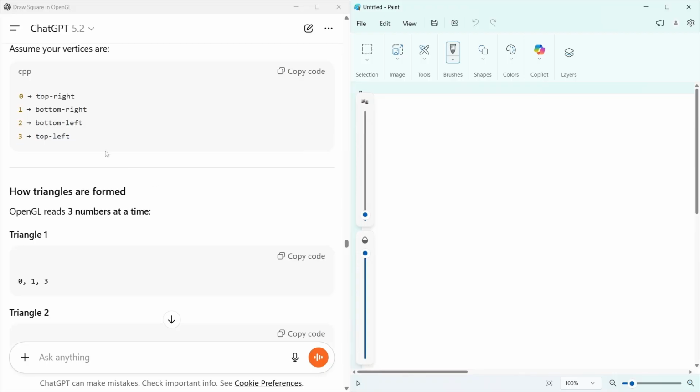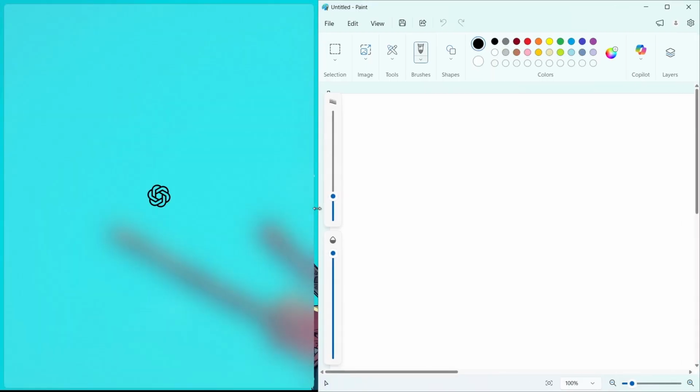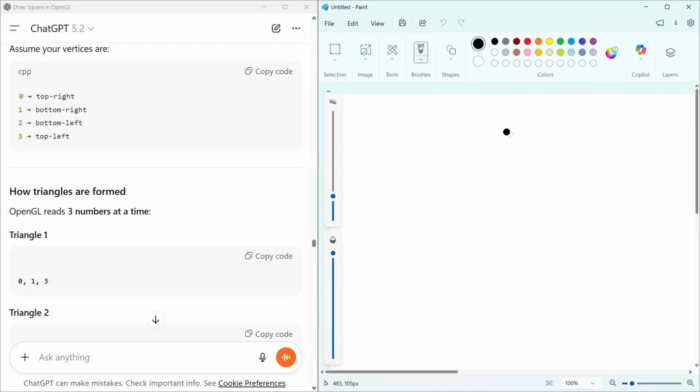Okay, it is here. It is not showing in any color. Okay, now it's showing. So the first triangle, the first point is 0. Where is it? Top right, so it is like here, for example. Now it is 1. So 1 is bottom right. Bottom right will be here.